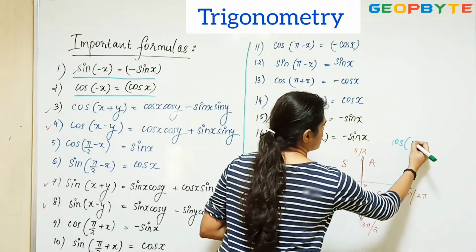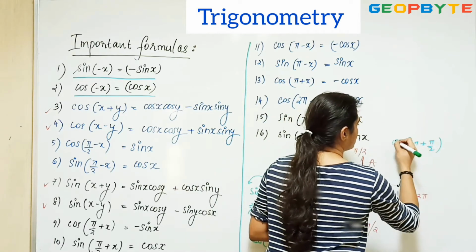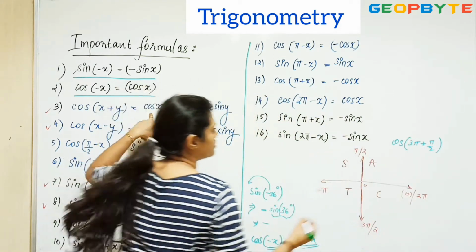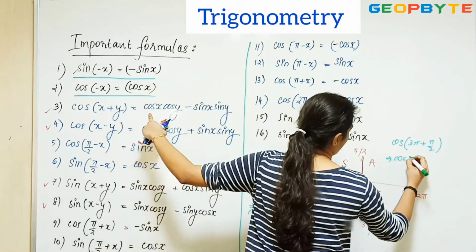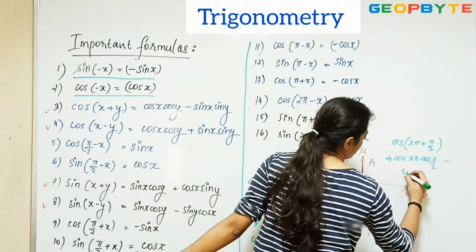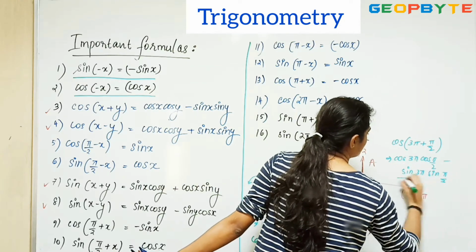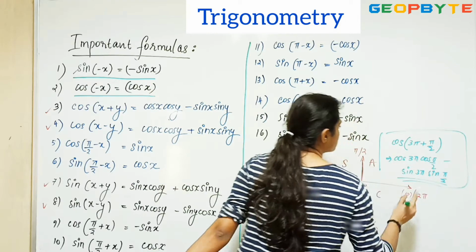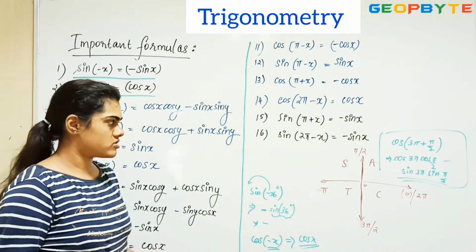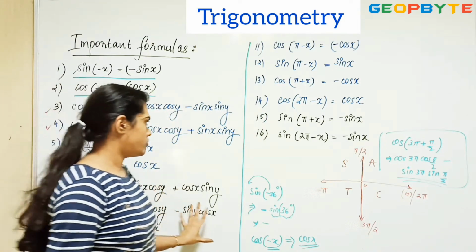For example, cos of 3 pi plus pi by 2 is the same as, you can write it in this method, cos 3 pi cos pi by 2 minus sin 3 pi sin pi by 2. So both will give the same answer. So similarly you can split the angle. So it is very useful in problem solving. I'll solve a problem with these two and these two formulas.